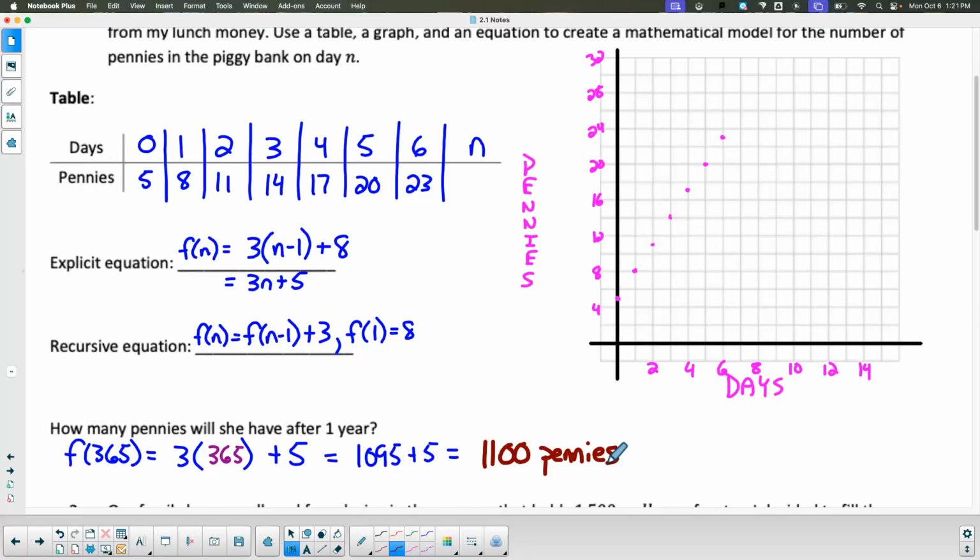Okay. My question to you is this. Can I draw a line that connects those dots on the graph? I know physically I can, right? But based off of this scenario, Savannah and her pennies, can I connect those dots? Think about the scenario. Can I connect those dots?